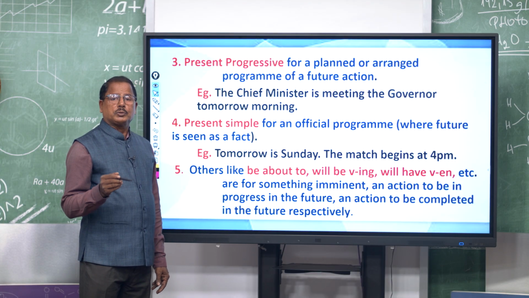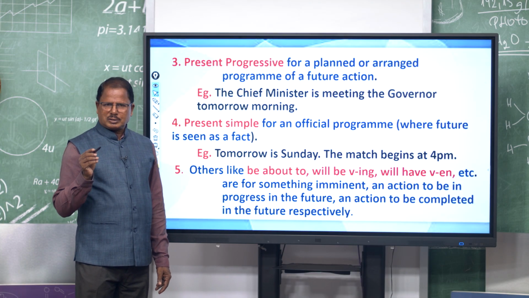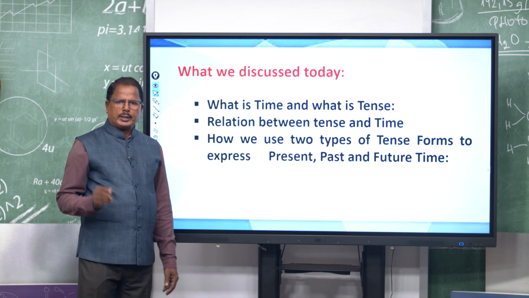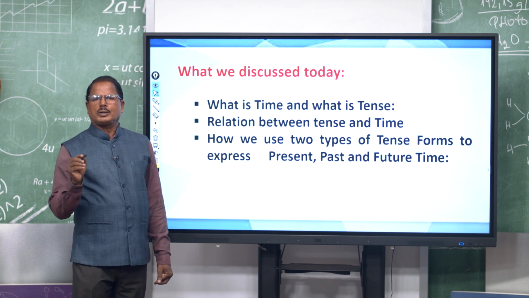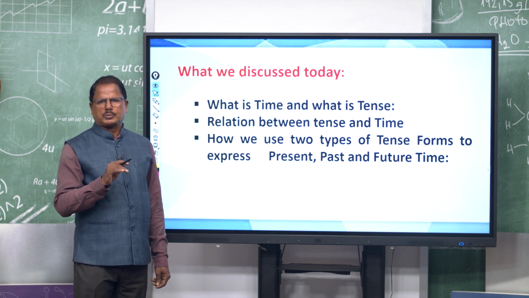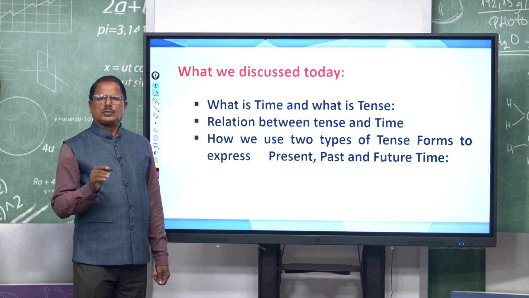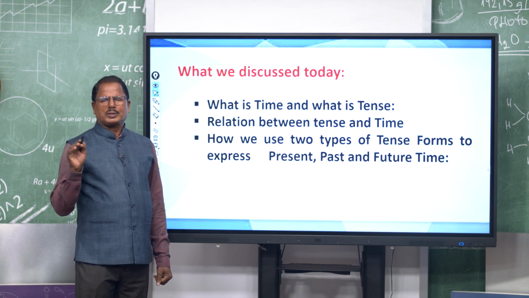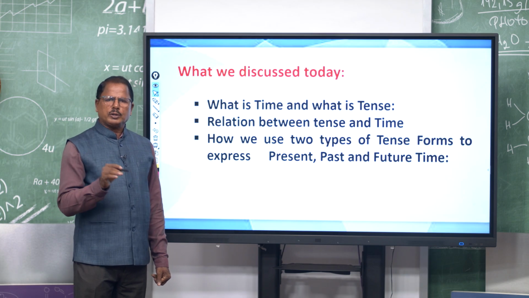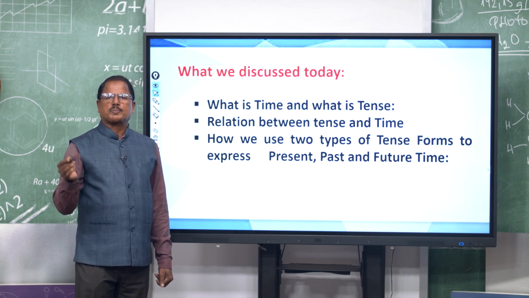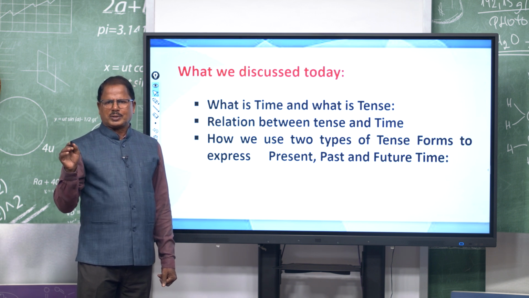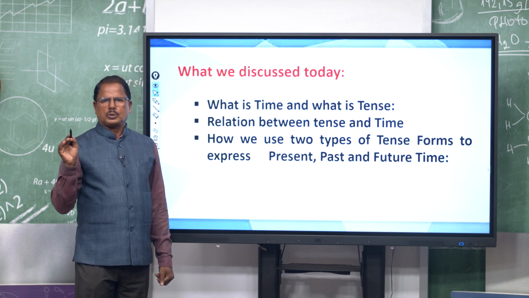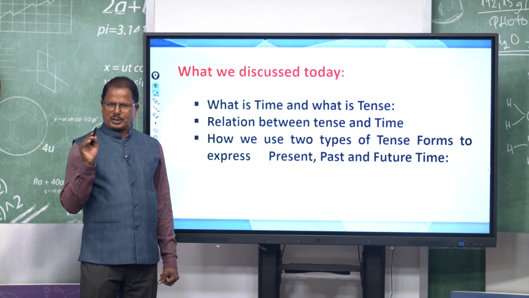So, dear children, what we discussed today in this chapter, tense revisited. We discussed what is time and what is tense, the relation between tense and time. We know that there are two types of tenses, present and past, because of the finite verb, and we have three times: present, past, future. We use these present and past tenses to express present time, past time and future time. And how we use two types of tense forms to express present, past and future time, we also discussed with examples. I think you have understood, and please do all the exercises.